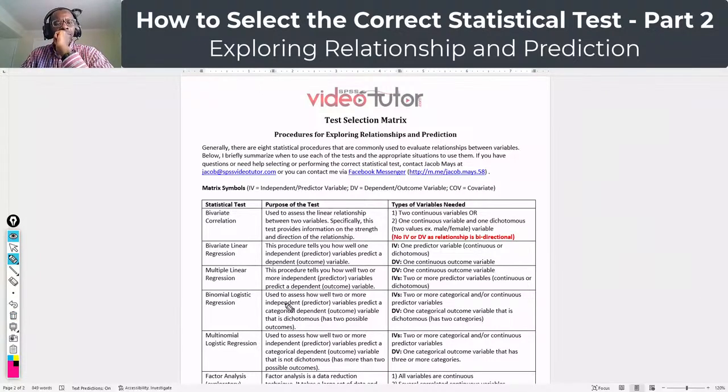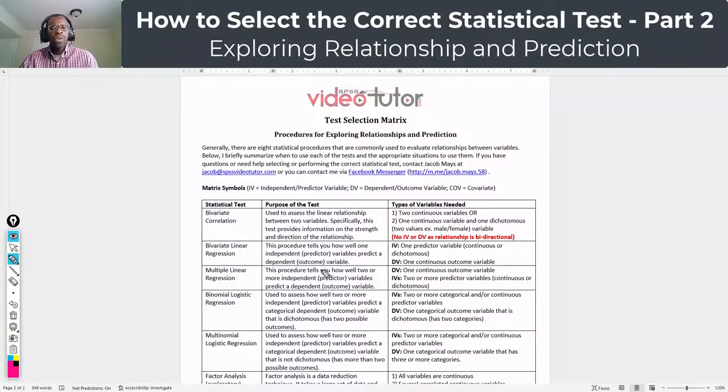Next, we have the bivariate linear regression. Now, this is different. It's very similar to the correlation, but this implies that one variable is affecting or is used to predict another. That's the difference between the regression and the correlation. The correlation assumes that there's no variable affecting another, that there is a mutual or bidirectional relationship. Regression assumes that one variable is impacting, not causing, but is impacting another.